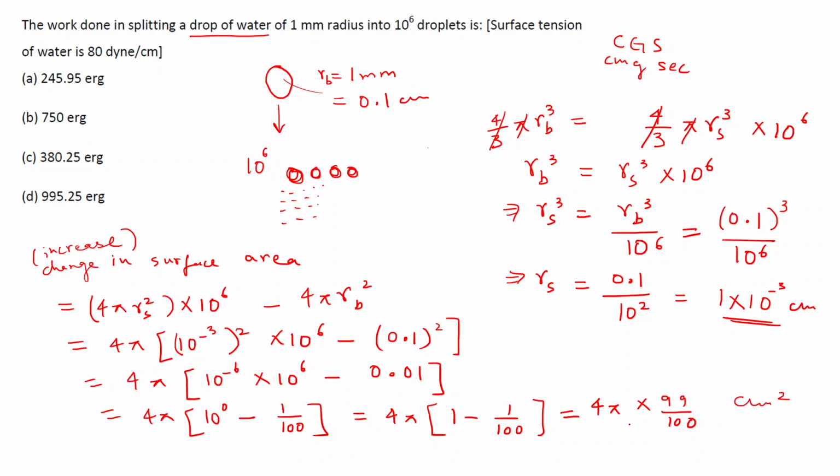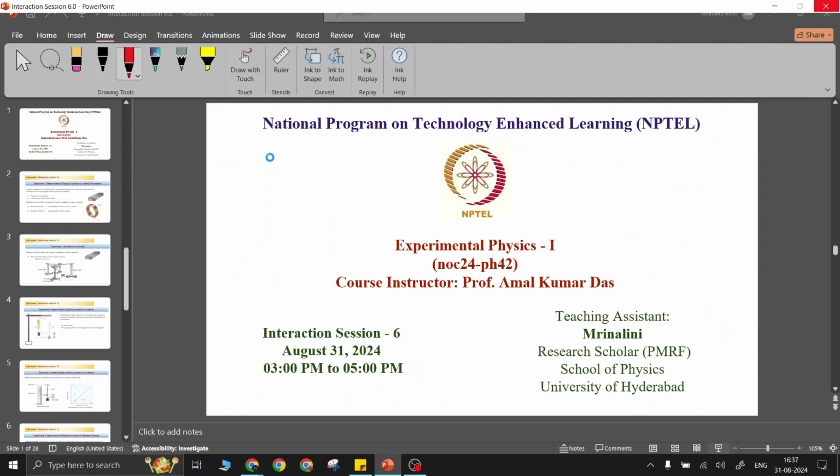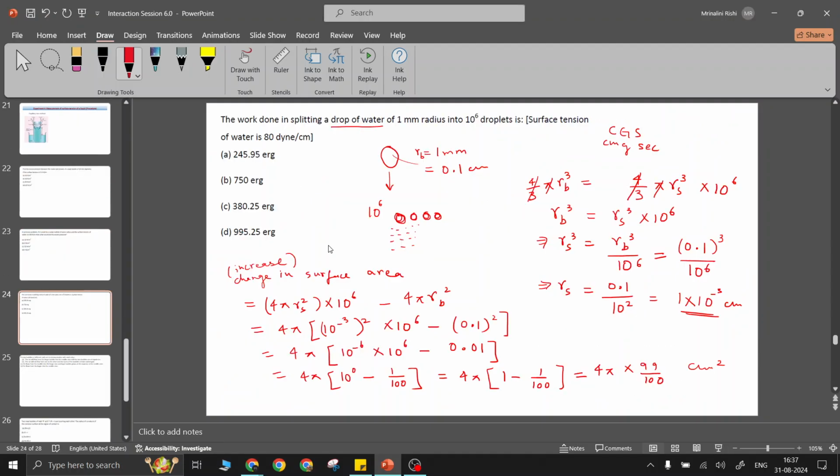Now to calculate the work done to increase this surface area, that will be surface tension times the area increased. Okay, I need to add a slide here. Just a minute, we need a little space. I will add a slide.